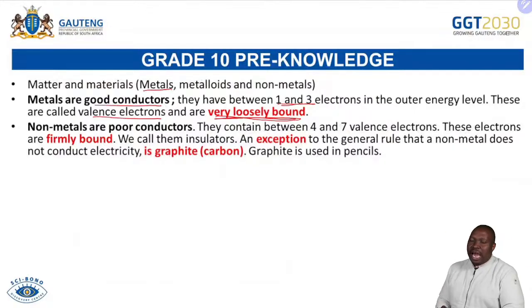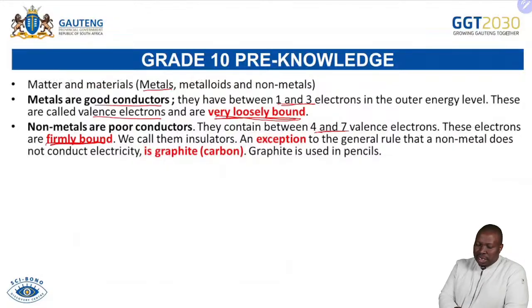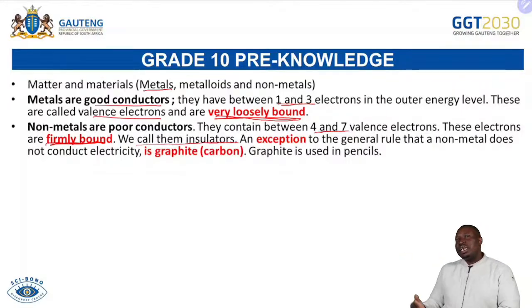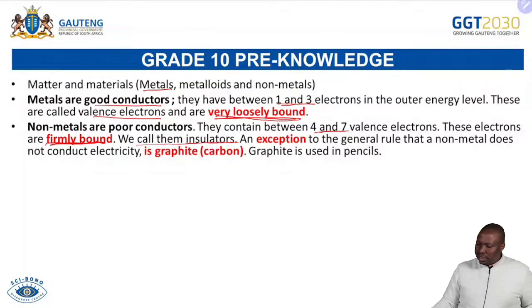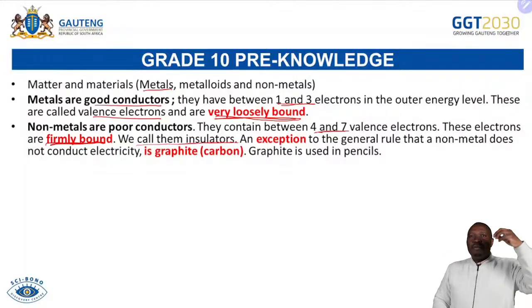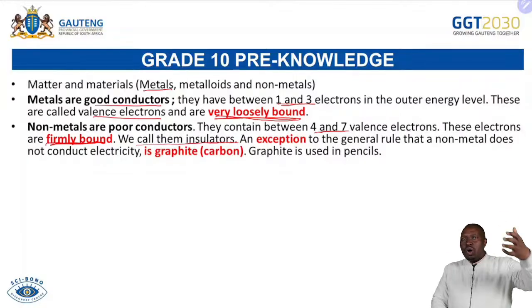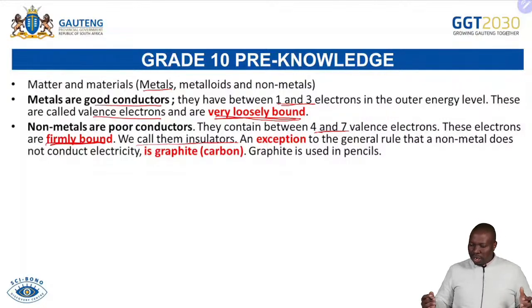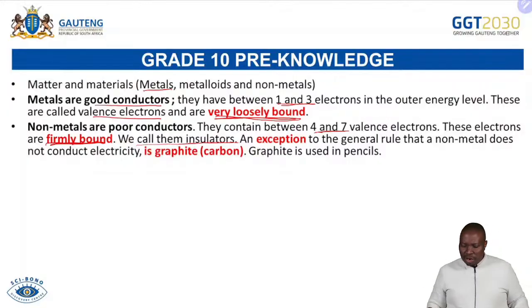And then you have done the non-metals, still in grade 10, and you said they contain a valence of 4 to 7 electrons, and we are saying these electrons are firmly bound, so it's not easy to remove these electrons from non-metals. Hence we call them insulators. They are not good conductors because they cannot make the electrons flow. They cannot lose those electrons. Hence, the non-metals are insulators. The metals are good conductors because they can easily lose electrons, because the electrons are loosely bound. But when it comes to non-metals, those electrons are firmly bound, so they cannot conduct electricity.